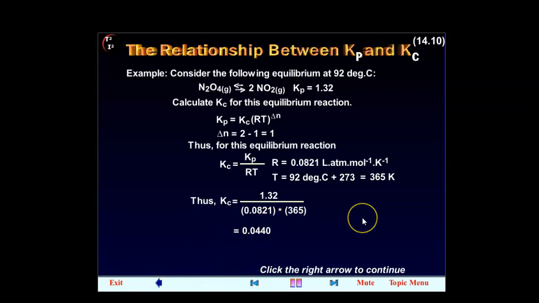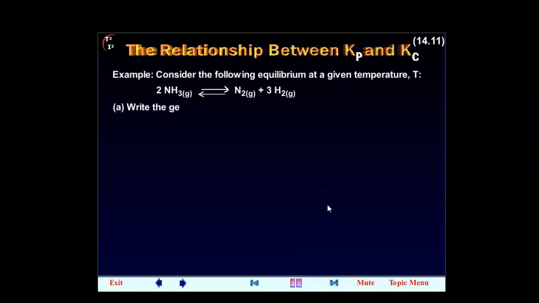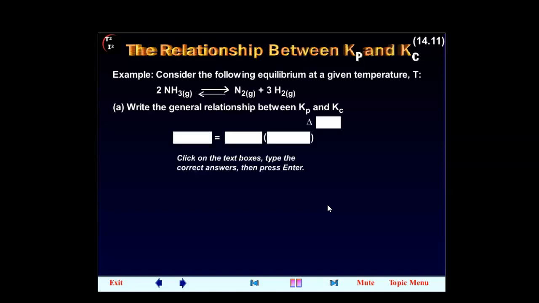All right, any question at this point? I guess everything is okay. All right, let's have an example. A. Write the general relationship between K sub P and K sub C. All right, get your pencil. Write your relationship.